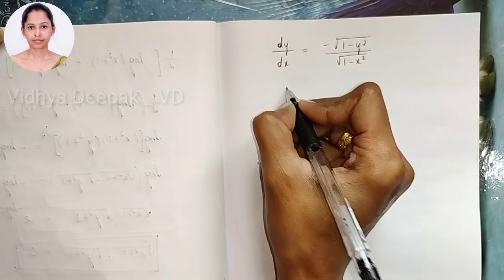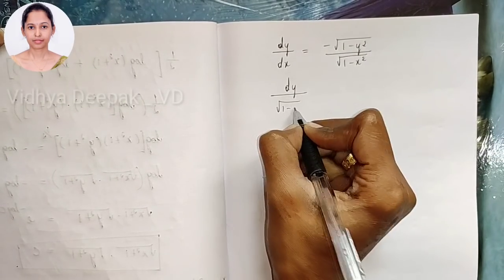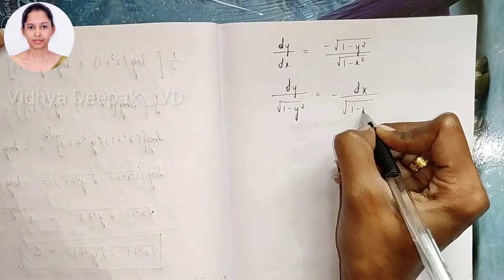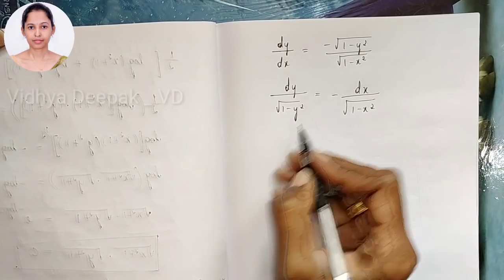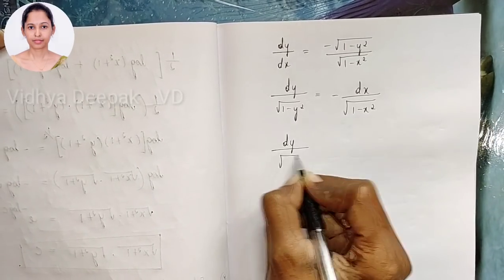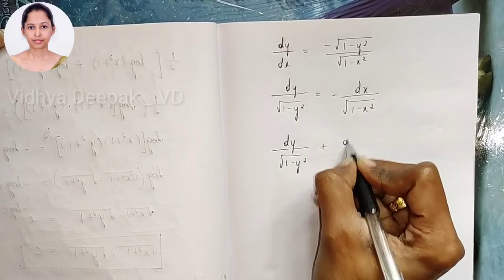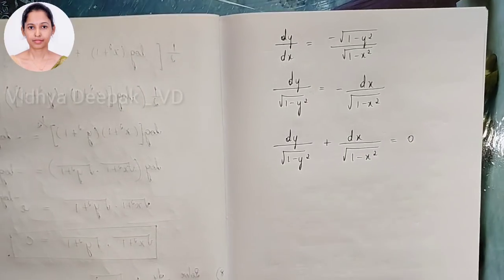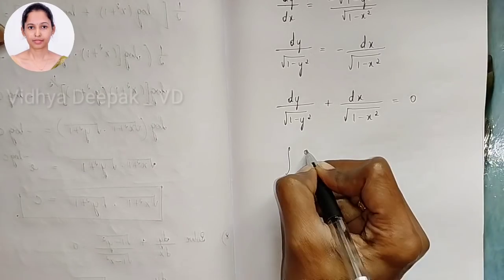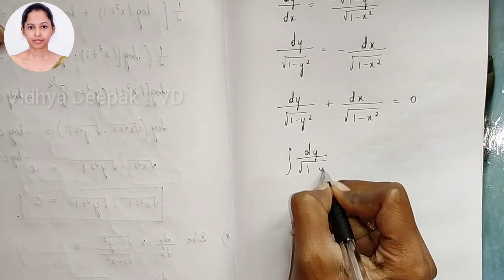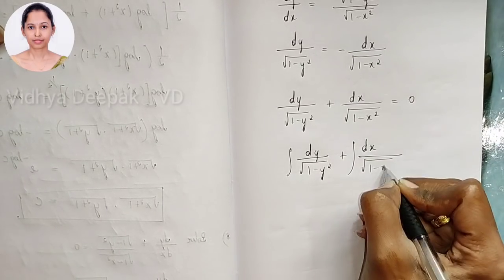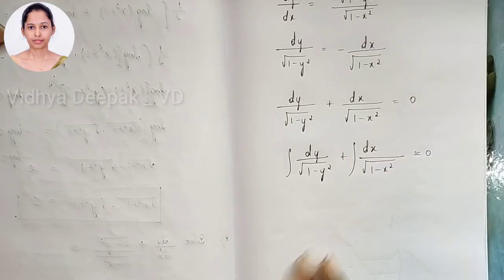We will segregate x and y terms. So we have dy by root of 1 minus y square is equal to minus of dx by root of 1 minus x square. I'll bring this term back to the other side. So we have dy by root of 1 minus y square plus dx by root of 1 minus x square is equal to 0. Now integrating on both sides, what do you get? Integral of dy by root of 1 minus y square plus integral of dx by root of 1 minus x square is equal to 0.